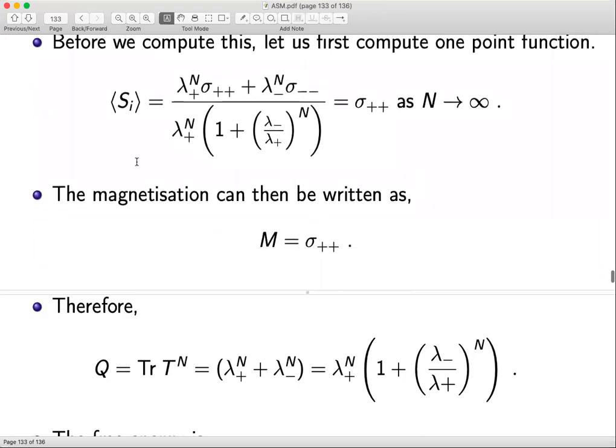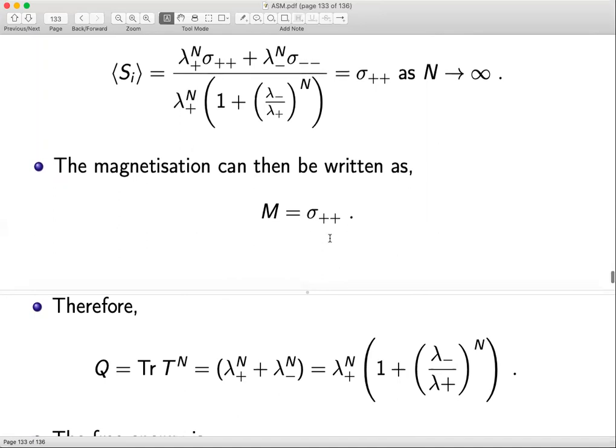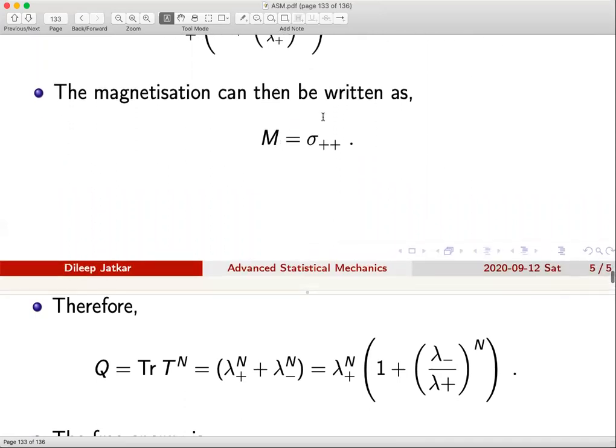But this quantity is the one which is going to contribute to the magnetization. So a local magnetization is given by just sigma plus plus. Total magnetization, of course, would require us to do a sum over all i's and check what value you would get. And of course, we have just seen that there is no spontaneous magnetization. But locally there would be some magnetization, and that value is just sigma plus plus. So we'll keep this in mind: the one point function is sigma plus plus.